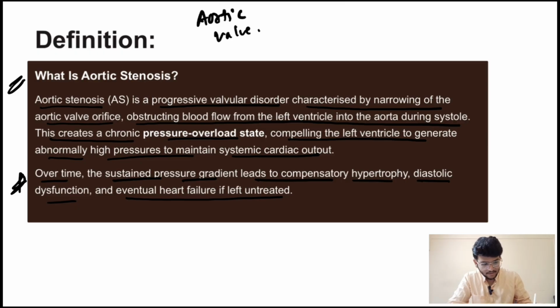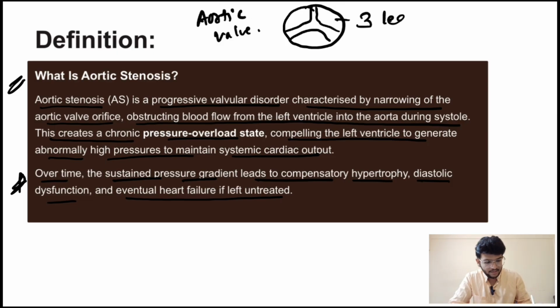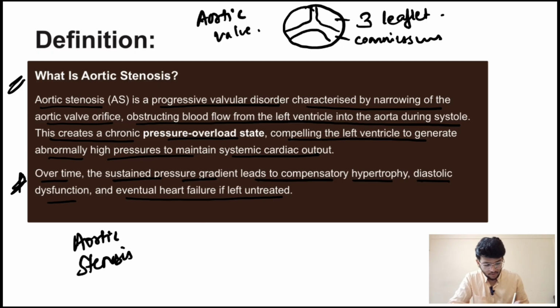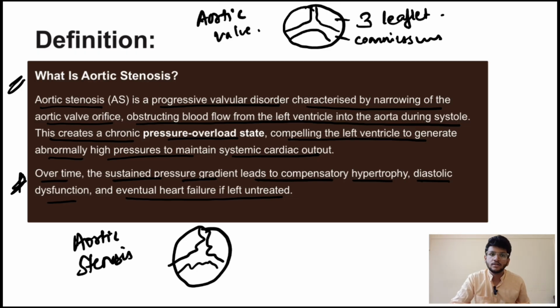Now basically the aortic valve has three leaflets and three commissures. These are the leaflets and these are the commissures and one annulus. Now in aortic stenosis, the normal aortic valve gets stenosed, causing the obstruction of blood flow.